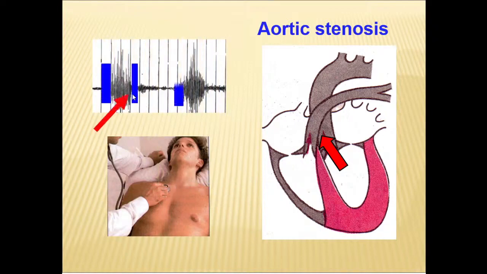Intensity of the second sound may be normal at the beginning and then progressively diminish in the progression of aortic stenosis, because the intensity of the blood flow diminishes, the stroke volume diminishes, and systolic blood pressure diminishes, and the closing of the aortic valve depends on systolic blood pressure. The second sound diminishes. And you will have a specific diamond-shaped systolic murmur, holosystolic.